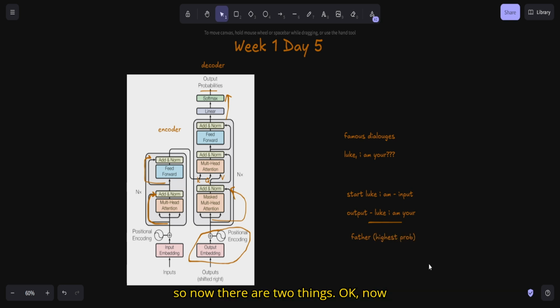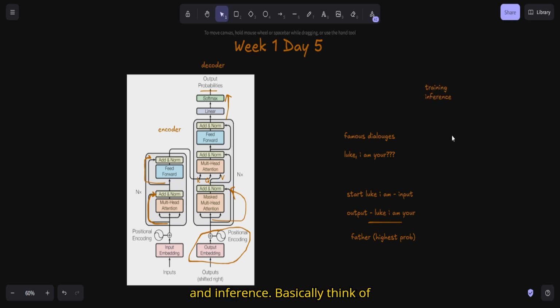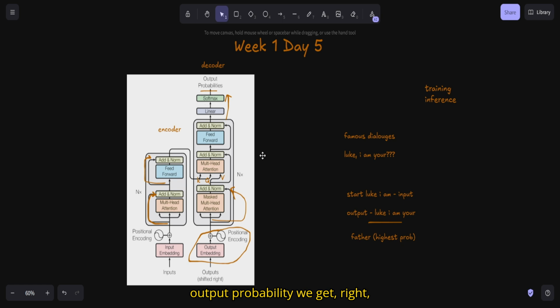Now there are two things that can happen: training and inference. Basically, think of training as training the model, and inference as taking out the output. In training, whatever output probability we get, father is the highest probability. So we compare it with the correct answer, and then we find the loss function, and then we run a normal training loop. As simple as that. And that's how we train the model.